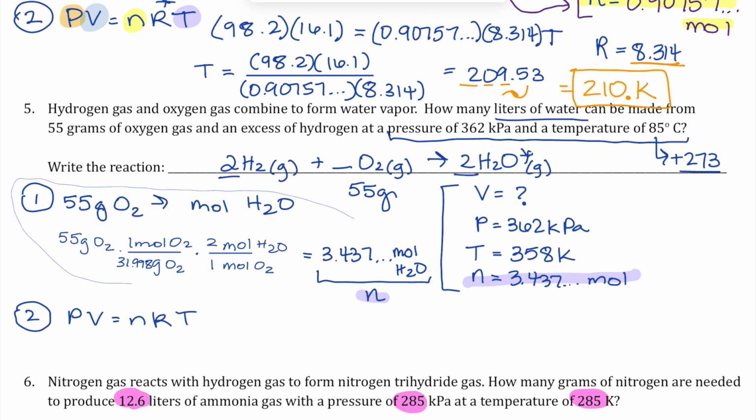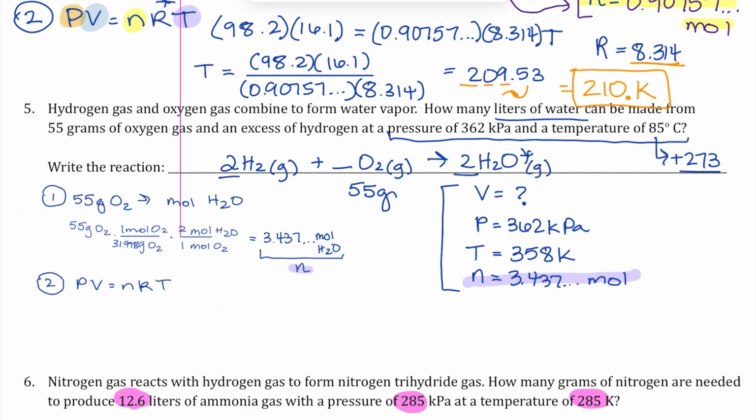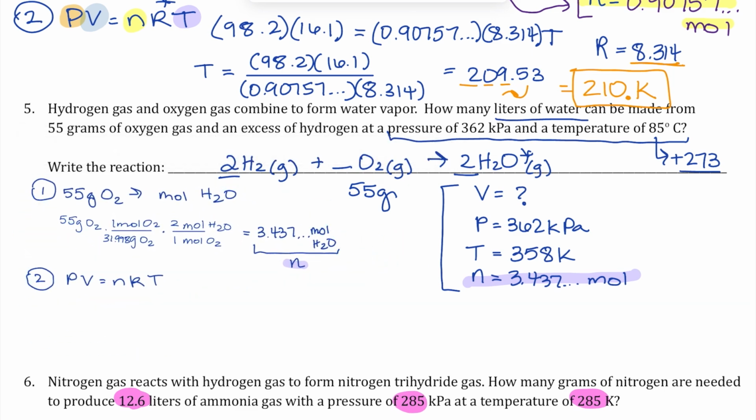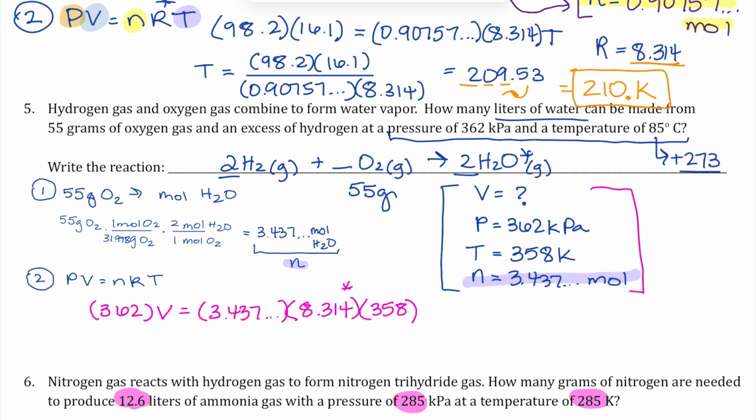So to do that, we're going to take PV equals nRT. Let's plug in what we know. We know the pressure. We know we're looking for the volume. We know n is 3.437. I'm going to just keep that in my calculator or keep more digits than sig figs. R is 8.314, times T, 358. And again, we have all of our standard units that match the units on our gas constant.